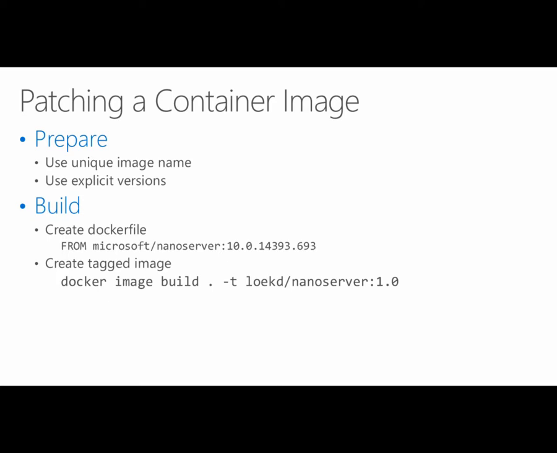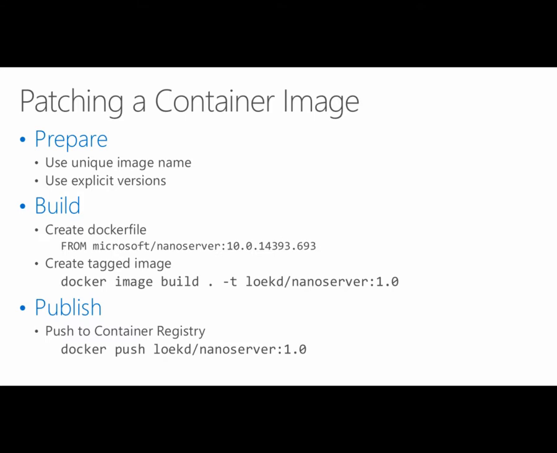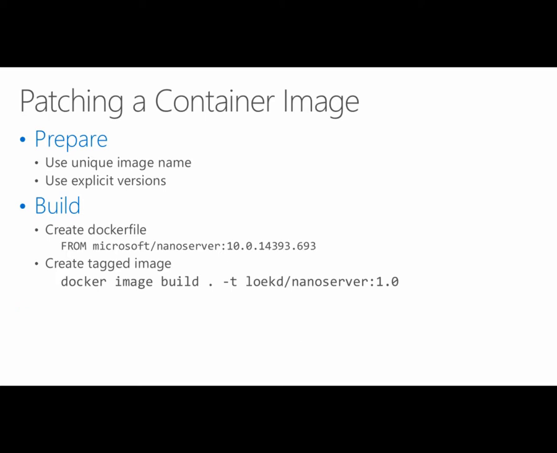My Dockerfile will be quite simple. It will just specify from which base image it should create my new image. After that, I will use docker image build and provide it with a tag, followed by an explicit version number to create a tagged image.